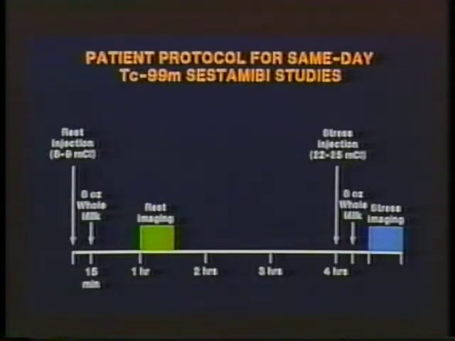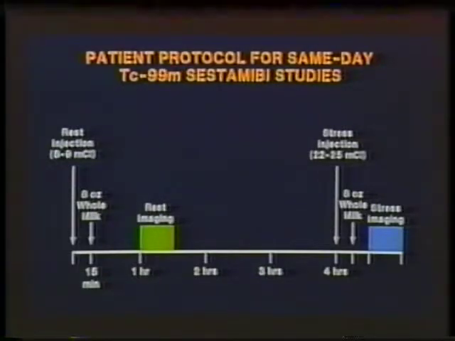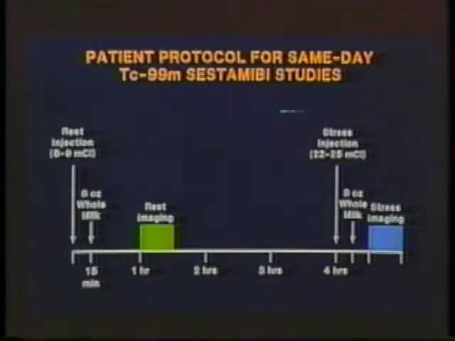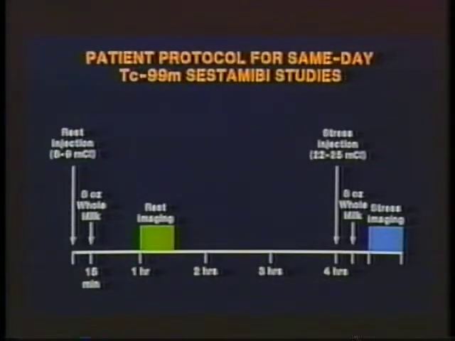In this protocol, imaging begins 1 hour after the injection for the resting study and 30 minutes after the injection for the stress study. The earlier post-stress imaging minimizes the effect of any slight redistribution of the tracer. A standard treadmill exercise is performed using the Bruce protocol, with the injection of cardiolite at the peak of exercise and the continuation of exercise for an additional minute. A 4-hour interval is preferred because of the additional reduction in background counts and to ensure optimum patient throughput.